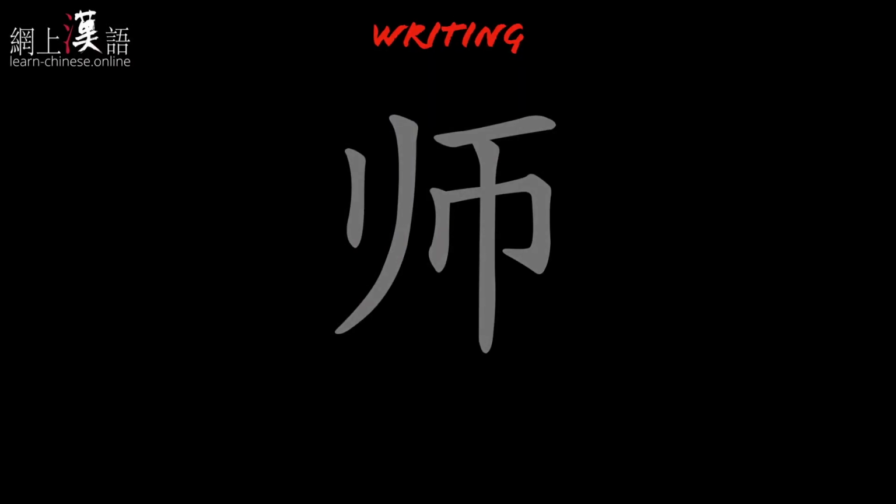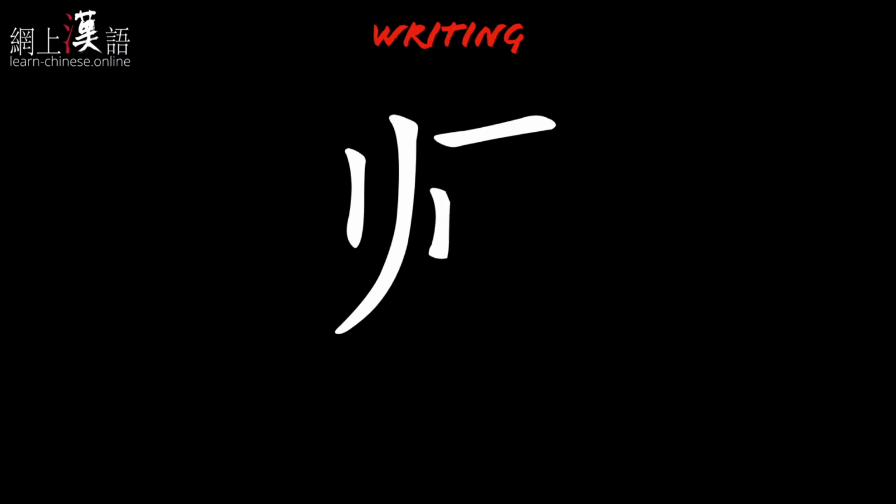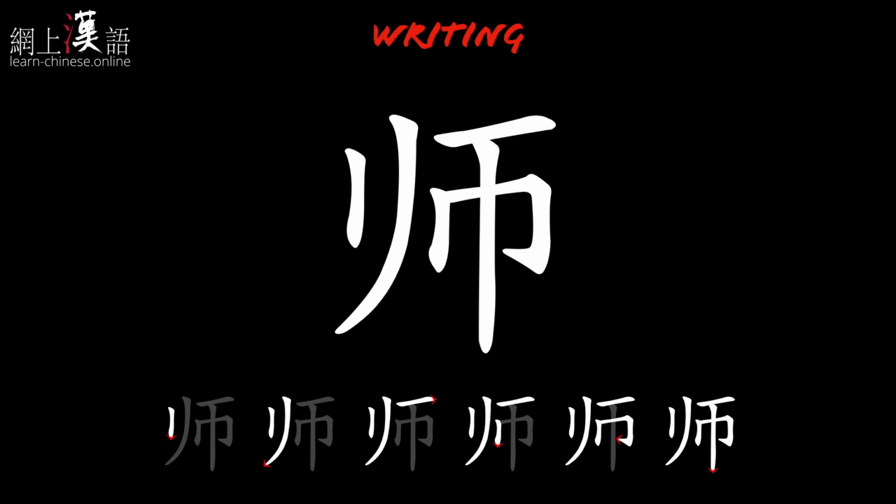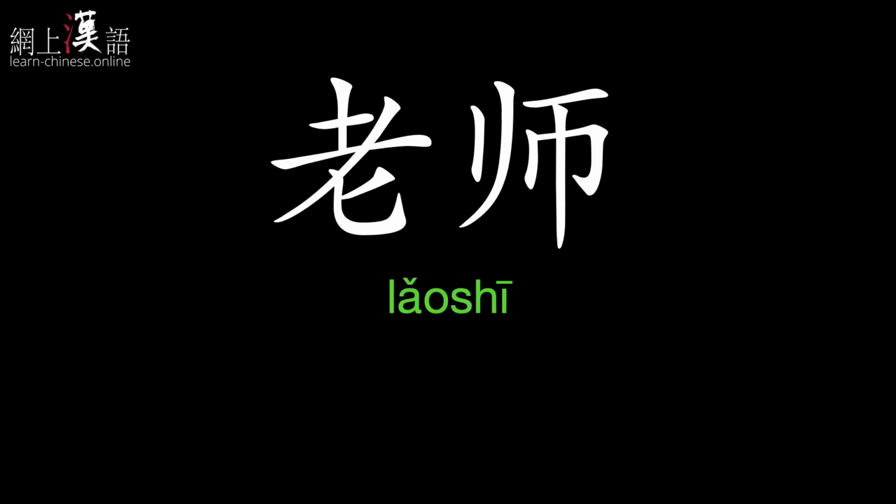Now, the writing. Look at the animation and do the exercise as usual. Now, I give you the stroke order and you can do the exercise on writing grids. Now you can write your first word of lesson 2, 老师, teacher.